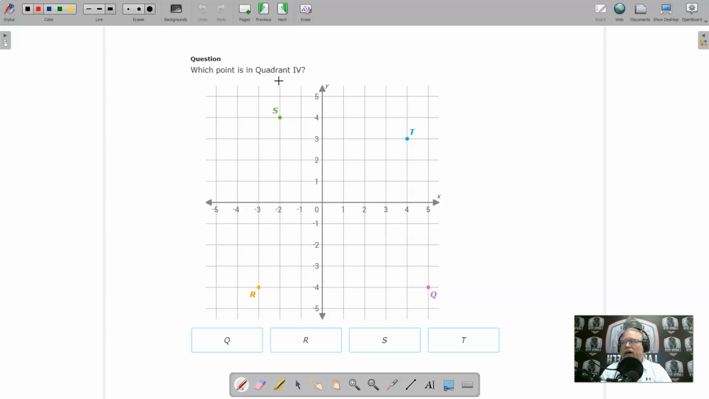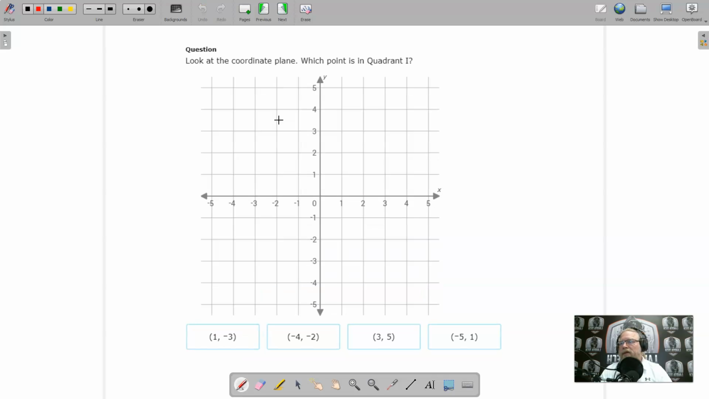Which point is in quadrant 4? So again, quadrant 4 is in the lower right side here, bound by this portion of the x-axis, or I keep getting those backwards today, don't I? This is the x-axis going across, the y-axis up and down. All right, so which one is in quadrant 4? Well, we can see right here is point Q, so we will select point Q.